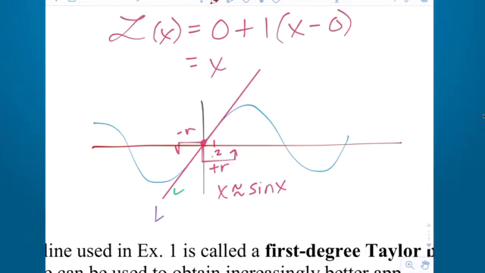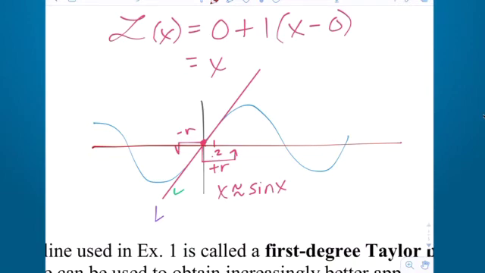But notice I would not use the line to approximate sine of, let's say, 2 pi. Because sine of 2 pi I can see is 0, and the line would be way up there at y equals 2 pi. So left and right by a comfortable margin. That's called tangent line approximation, but that's also Taylor polynomial approximation.